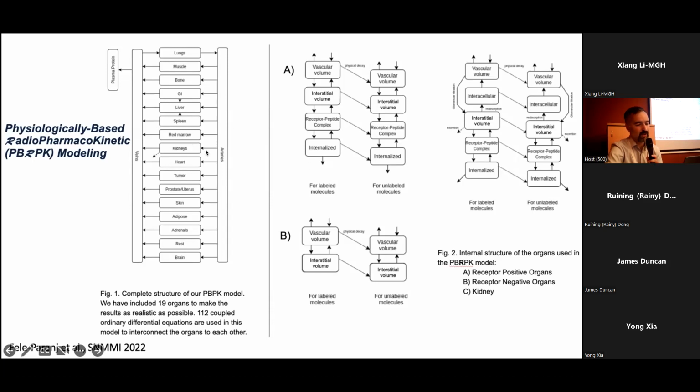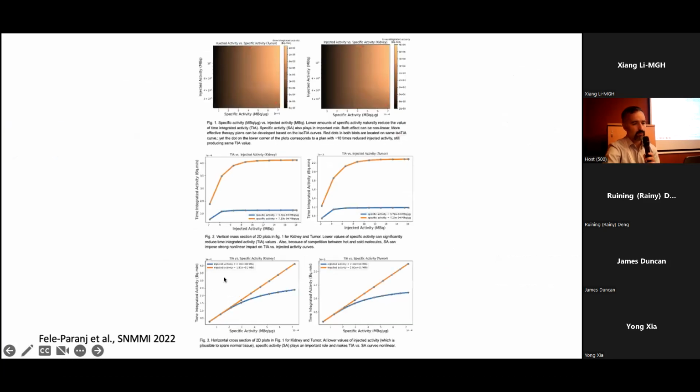There's roughly 100 differential equations here, because you have, let's say, 20 organs, but each organ also has multiple compartments: vascular compartment, interstitial volume, when you bind to the tumor, when you get internalized. Kidneys are quite complicated, etc. I won't go through these details, but based on that, we could experiment with the purity of the radiopharmaceutical that we're injecting, how much we're injecting, and predict how much dose is going to be delivered to the tumor.